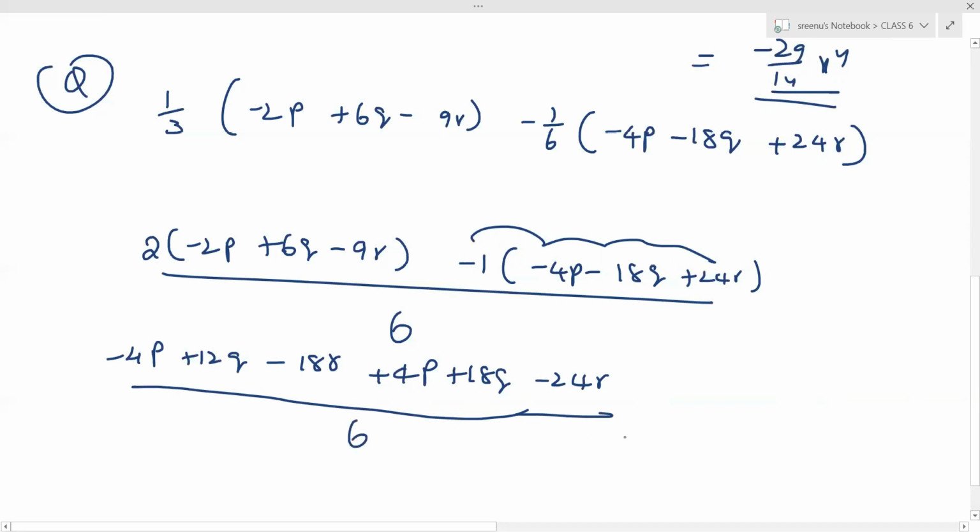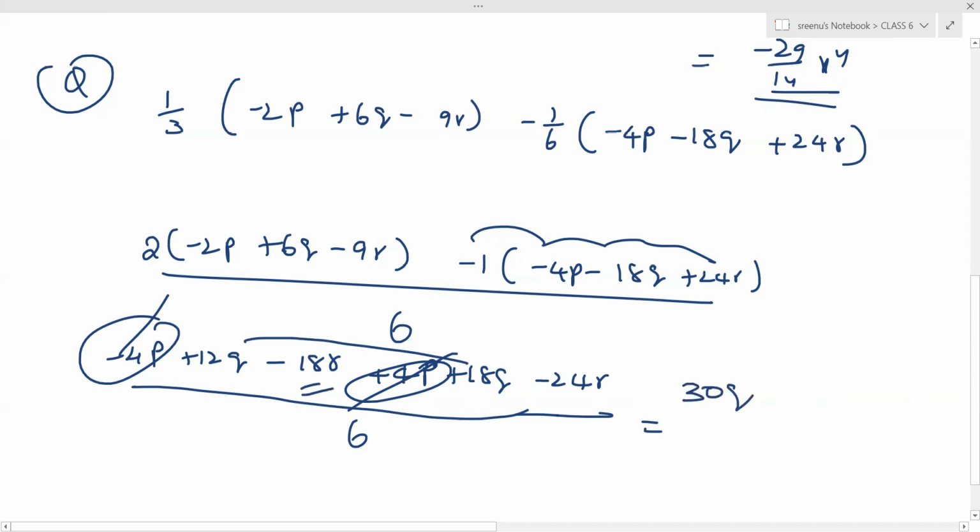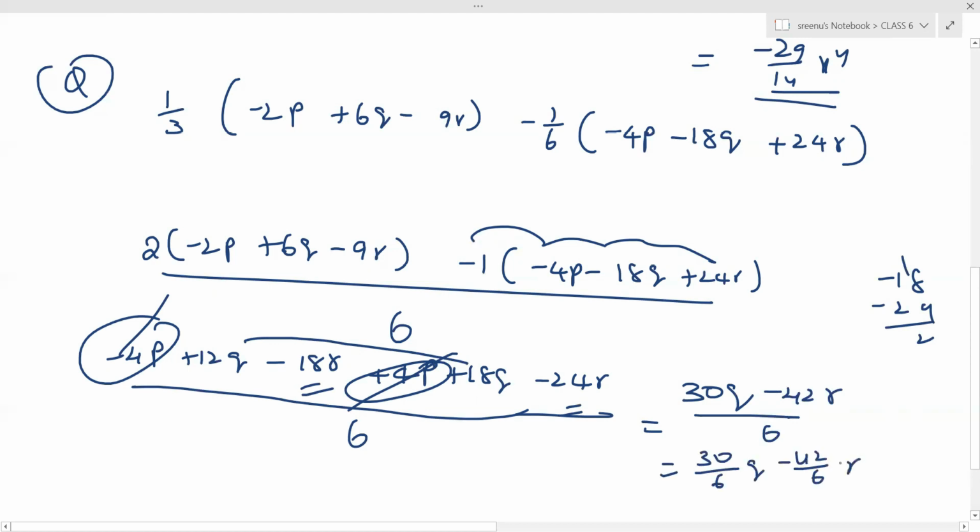Then like terms: minus 4p plus 4p gets cancelled. And 12q plus 18q is 30q. And minus 18 minus 24, how much? Just add this: minus 42, all by 6. Separate the 6: 30 by 6 and 42 by 6. And 30 by 6 is 5q, 42 by 6 is 7r. The answer is 5q minus 7r.